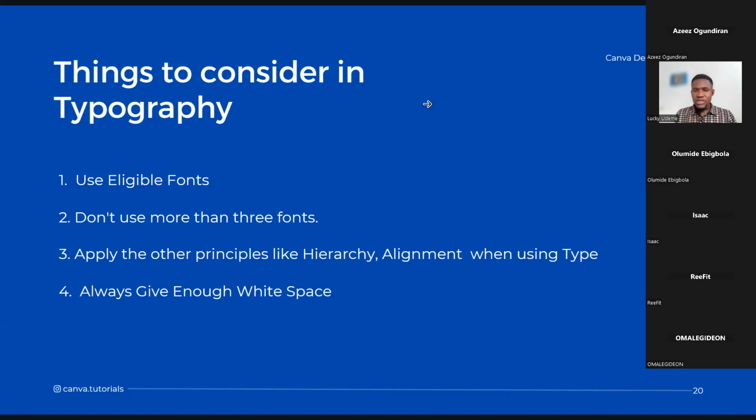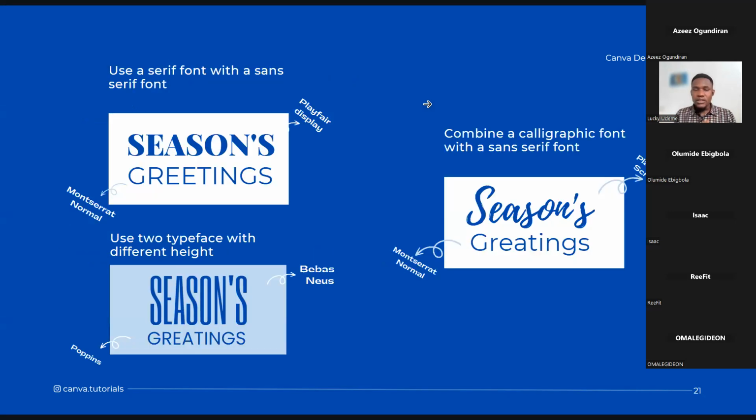Apply the other principles like hierarchy and alignment when using type, okay? And then always give enough white space, okay? You don't want to make your elements so busy, with no space between one text and another text. You also want to apply those other principles that we talked about when you're using text. Now, let's look at this. Let's look at how this text is being combined.